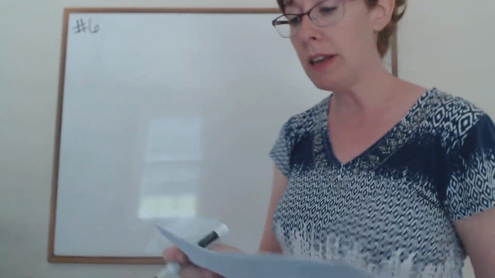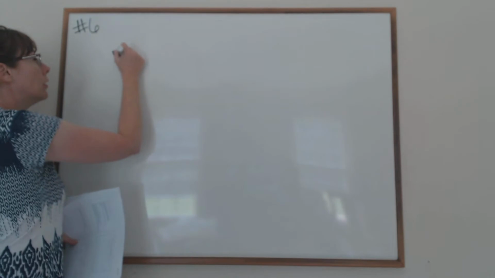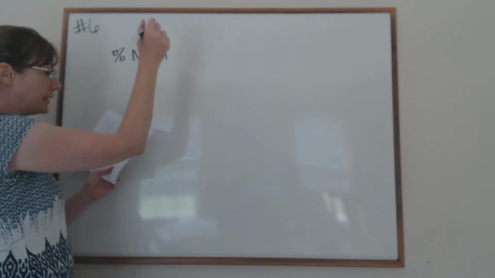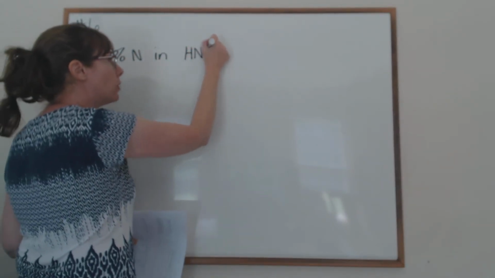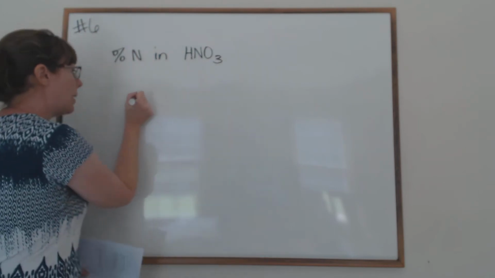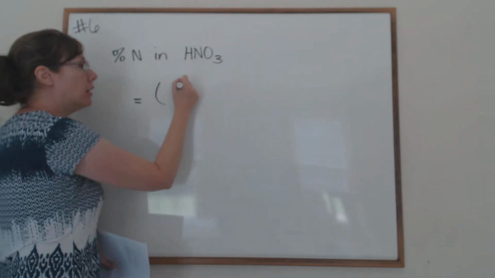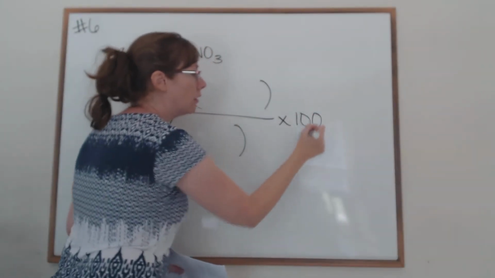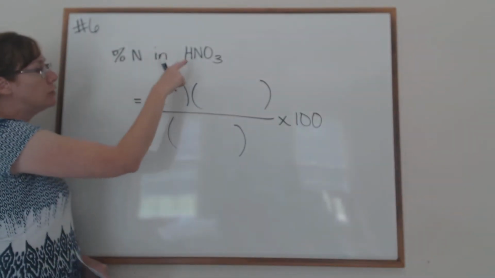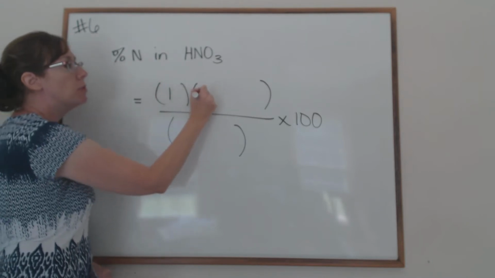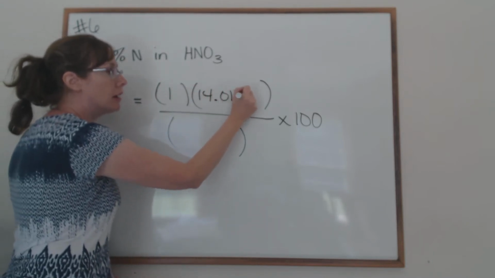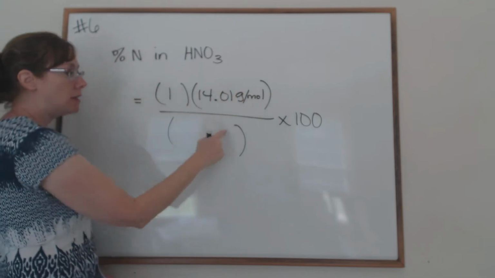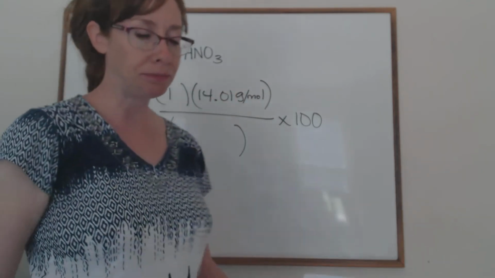Question number 6. What is the mass percent of nitrogen in nitric acid? So you need to know nitric acid's formula. So we'll just do that part first. To get a mass percent, you're just counting how many nitrogens there are. There's one of them. Then you put in nitrogen's molar mass. Then you put in the molar mass of the whole compound.